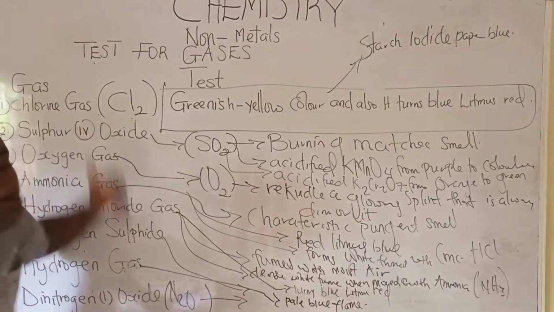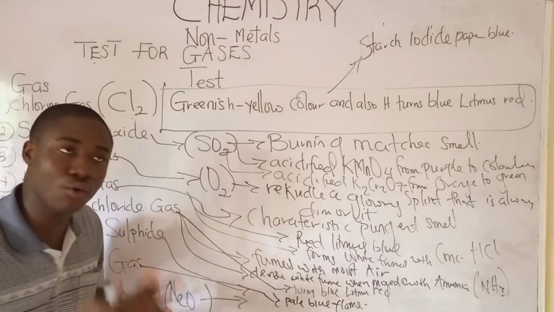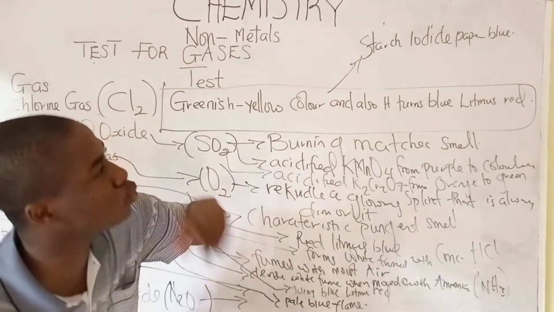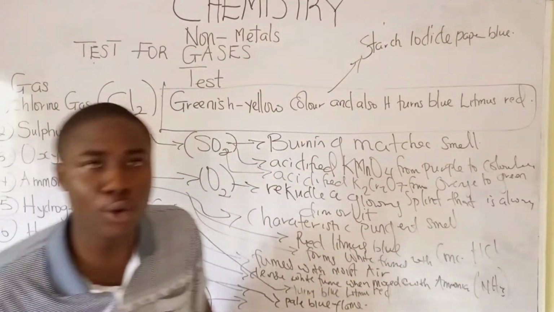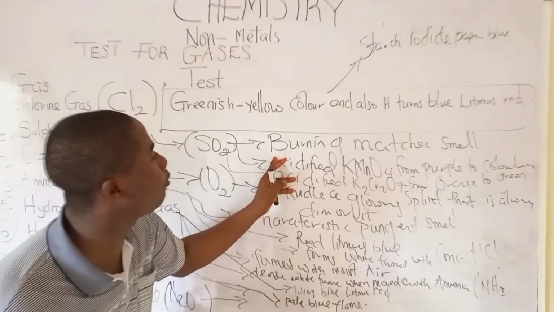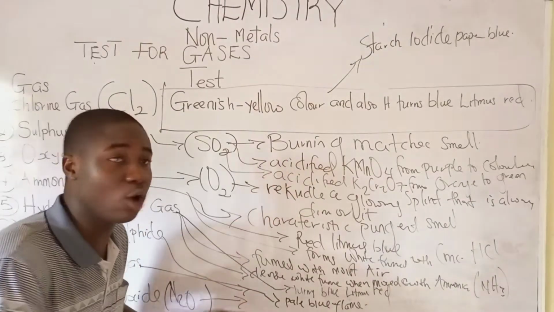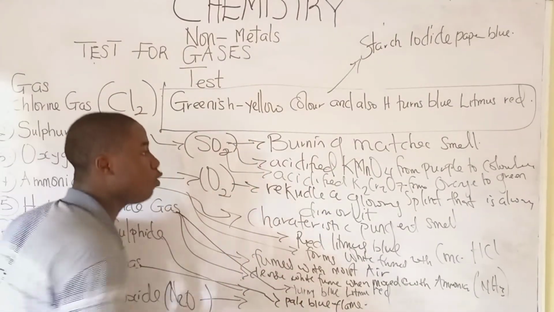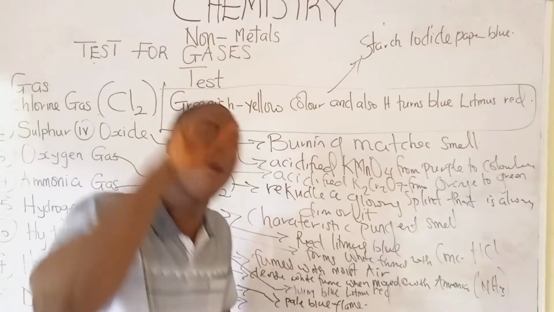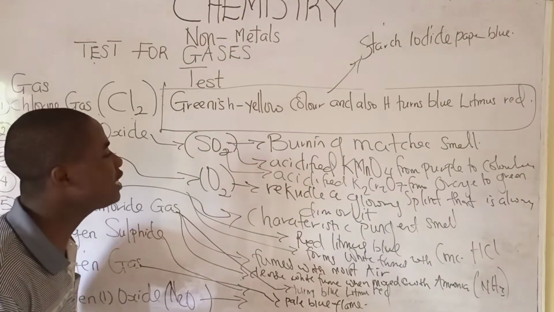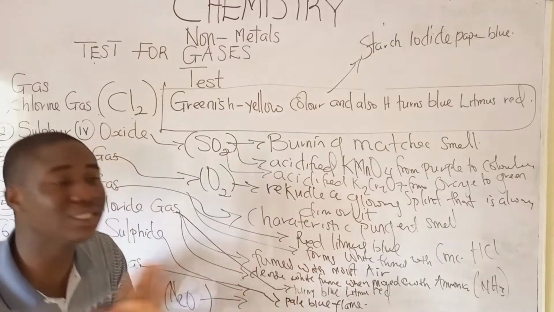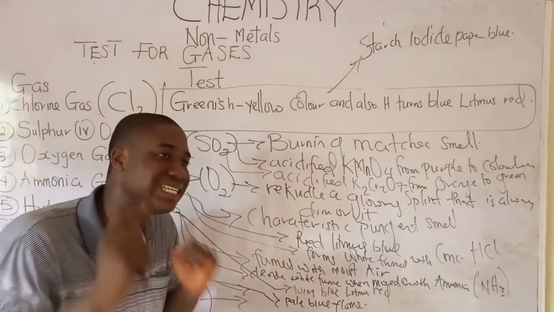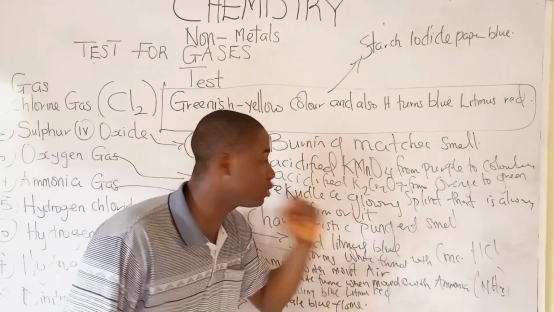So let's quickly run through them again. Chlorine gas has a greenish yellow color, turns blue litmus red, and changes the color of starch iodide paper blue. Sulfur oxide has a burning matchy smell, changes acidified KMnO4 from purple to colorless, and changes acidified K2Cr2O7 from orange to green. Oxygen gas rekindles a glowing splint that is dim or lit, but dinitrogen monoxide rekindles a glowing splint that is always brightly lit, not dim.